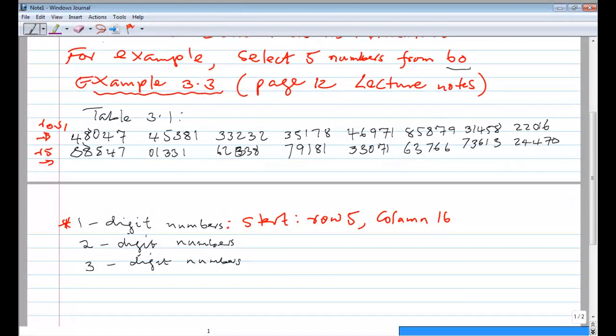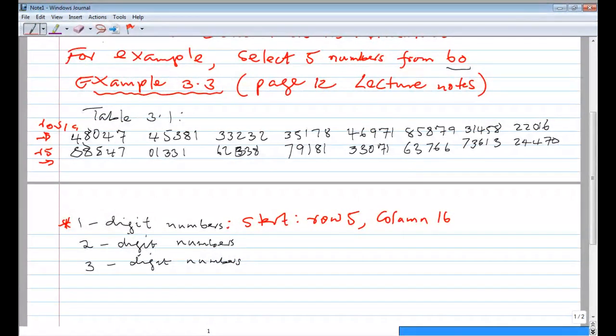Remember, we're starting at row number 5, column 16. Let me show you how to find columns. It's not according to what they represented there. In row number 1, the first value there is 4. 4 is in column 1. 8 is in column 2.